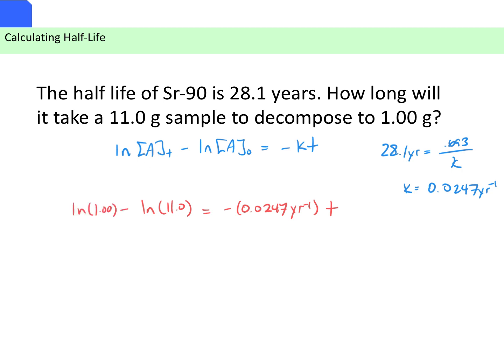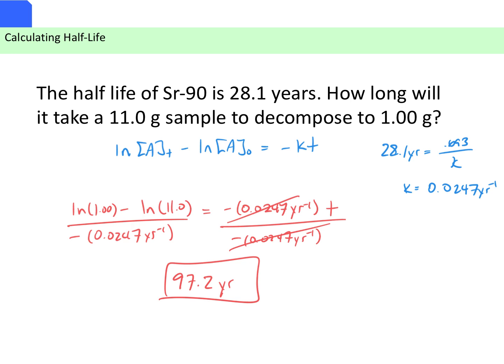So once I do that, I punch this into my calculator and I solve for t because it's asking for how long or how much time in years. So I divide by the negative k value on each side, and t equals 97.2 years. And that is how I solve: using the half-life formula to find my k, and then I use the integrated rate law to solve for an exact amount of time.